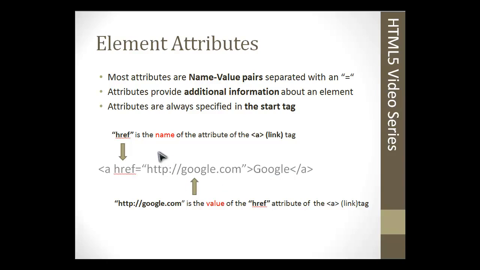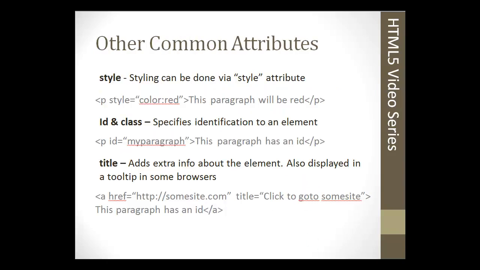So attributes basically just provide additional information about a tag or an element. And attributes are always specified in the start tag. They're never put in the ending tag. So we have some other common attributes. The style attribute is a big one. The style attribute will allow us to design the layout and the look of certain elements on the page. And here we have an example.